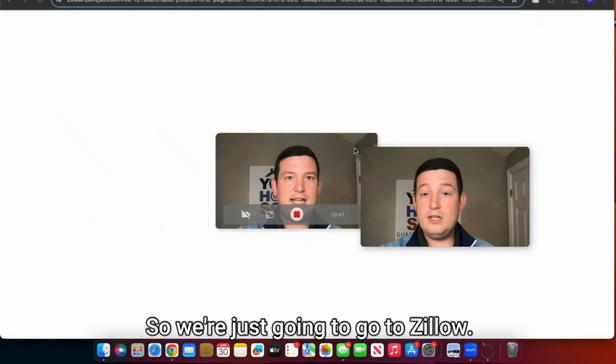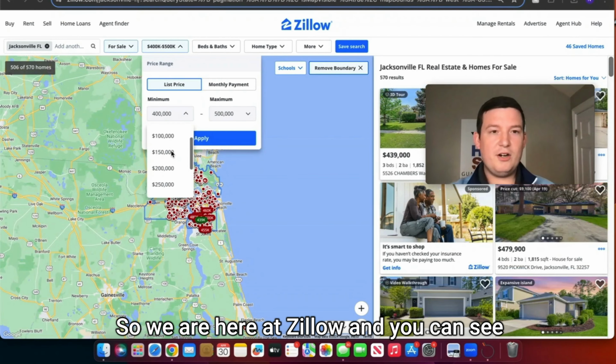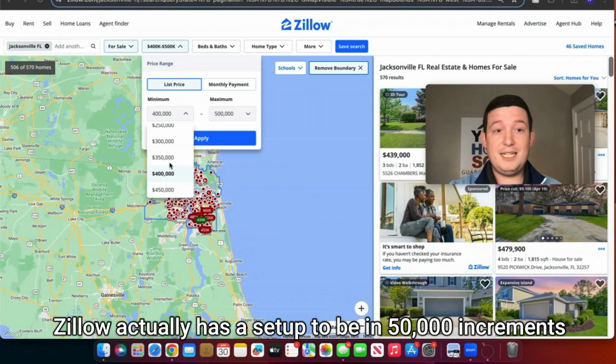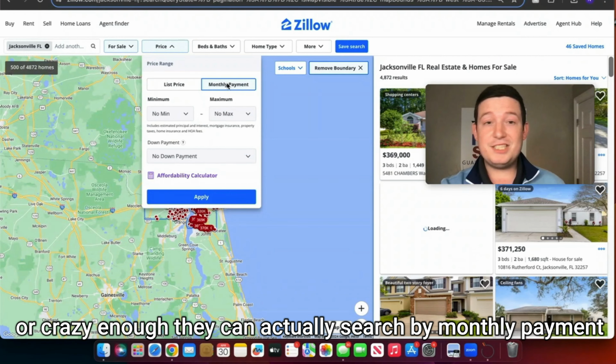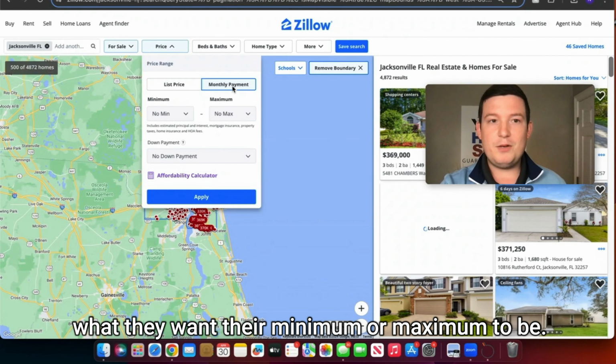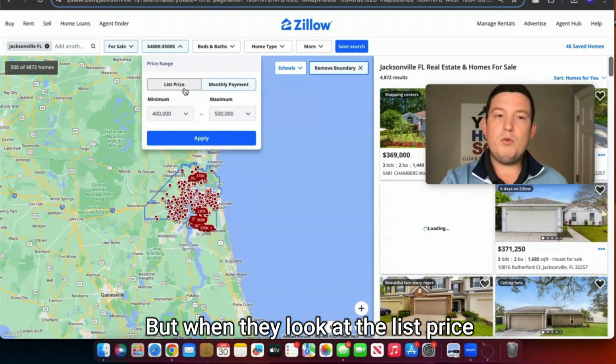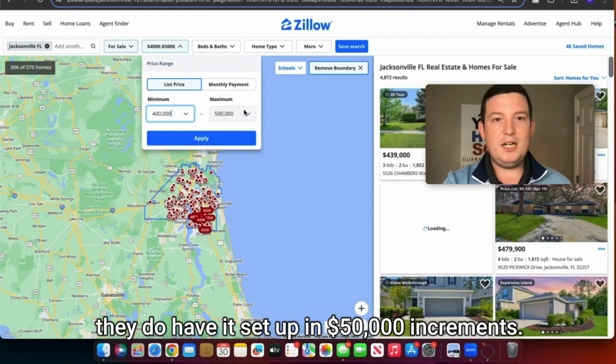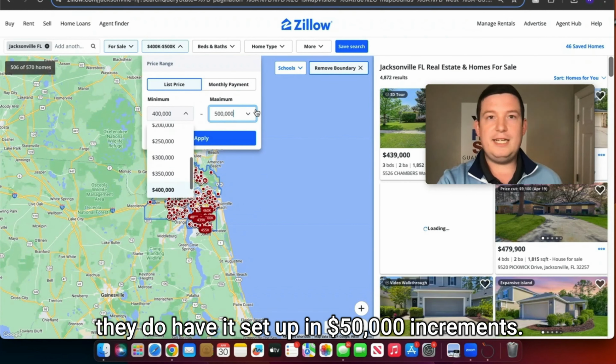So we're just going to go to Zillow. So we are here at Zillow, and you can see Zillow actually has it set up to be in 50,000 increments, or crazy enough, they can actually search by monthly payment, what they want their minimum or maximum to be. But when they look at the list price, they do have it set up in $50,000 increments.